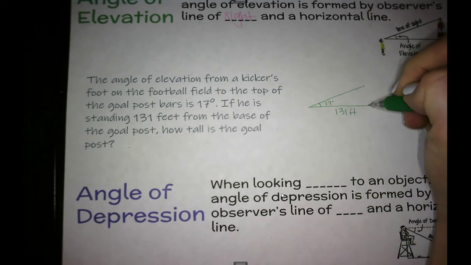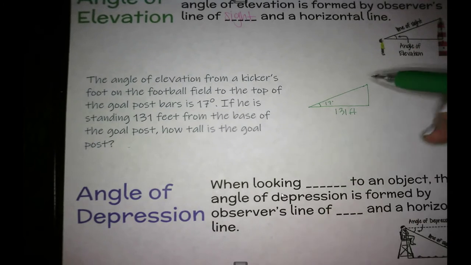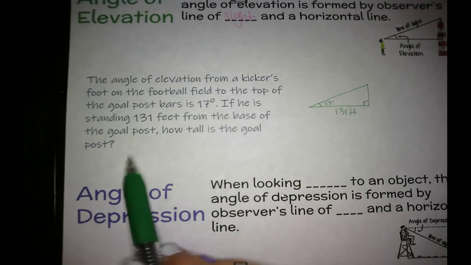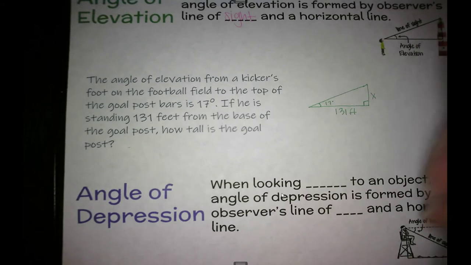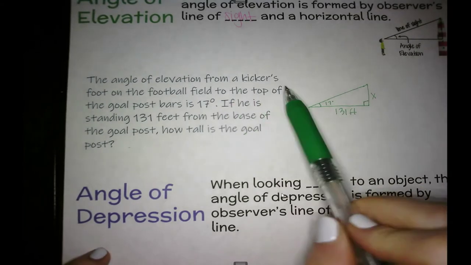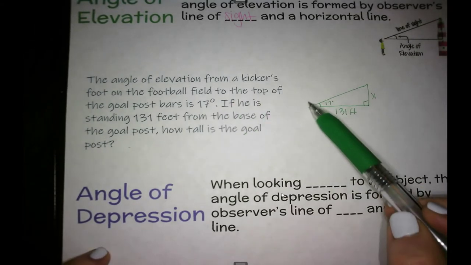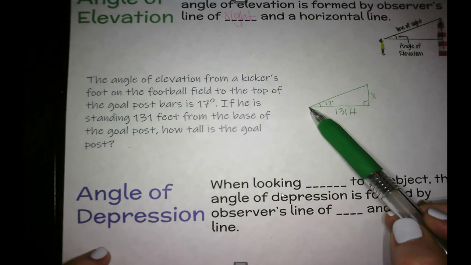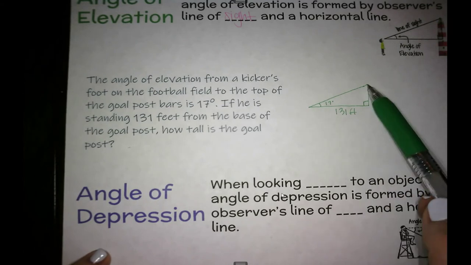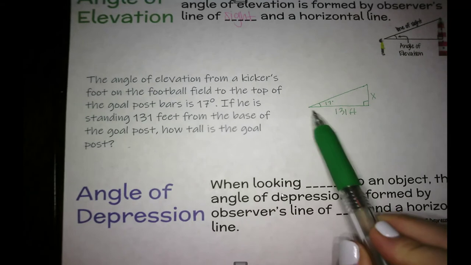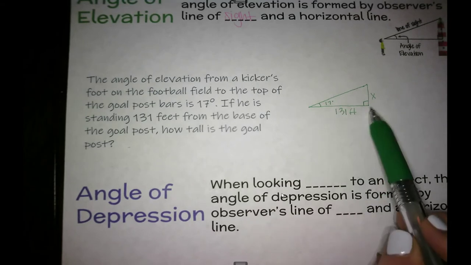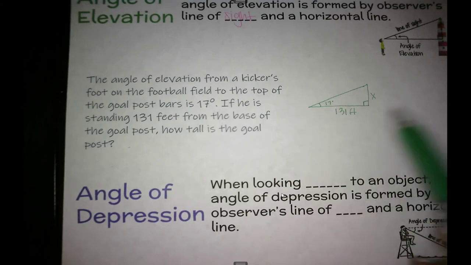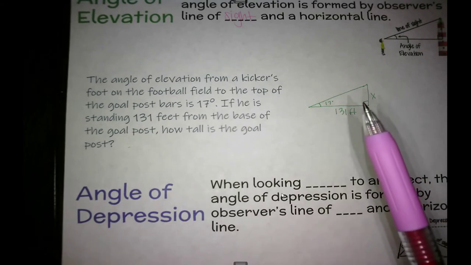So here's the goal. So the ground and the goal post would create that 90-degree angle. How tall is the goal post? We want to know how tall it is. So what this is saying is that the angle of elevation from his foot to the top of the goal. So we want to know the top of the goal. From his foot on the ground to the goal is 131 feet. Okay, so we're going to do it. Let's see, we're solving for the side.